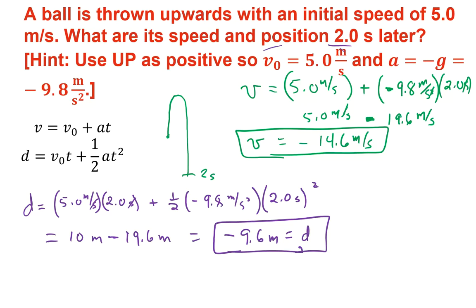What does it mean that V equals minus 14.6 meters per second? Velocity has a magnitude of 14.6 meters per second. What does the minus sign mean? It's falling down. That's going downward, not upward. What about the D is minus 9.6 meters? What does that mean? The speed of it is going downward? No, D. Distance. It's 9.6 meters, and because it's a minus sign, that means down or below where it started.